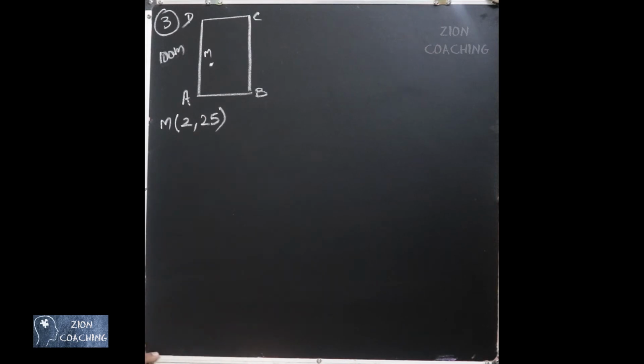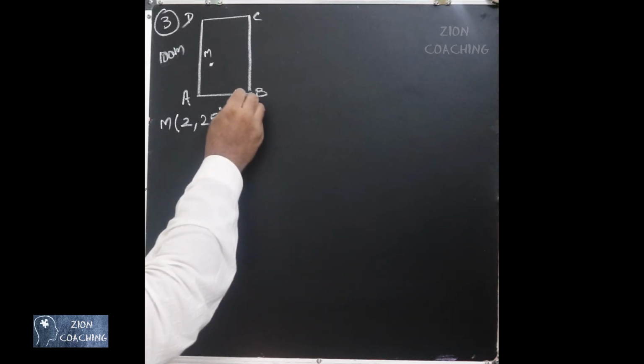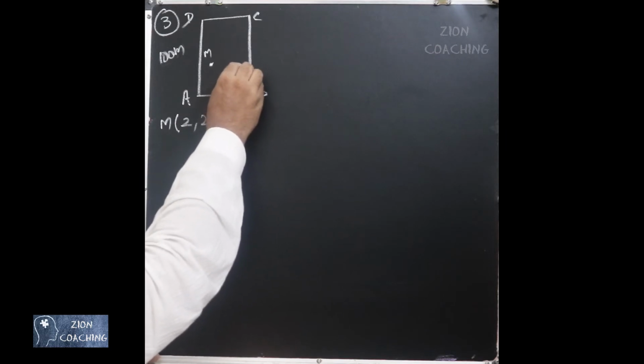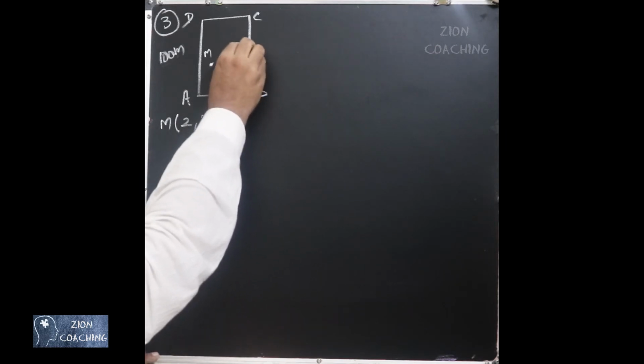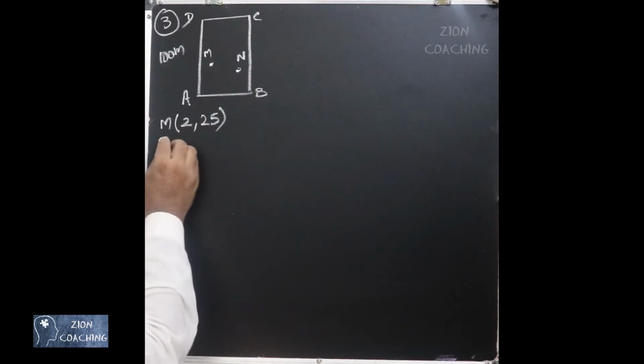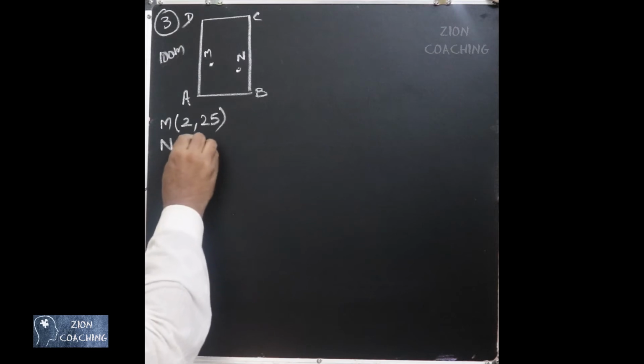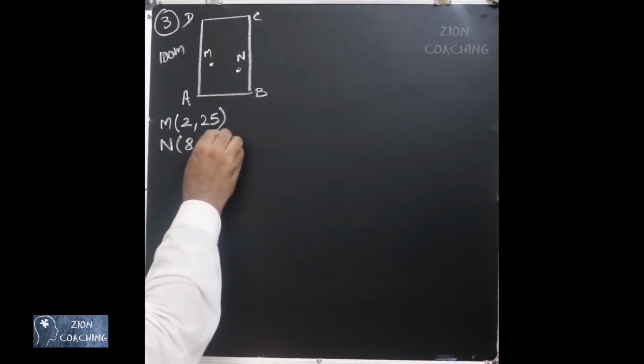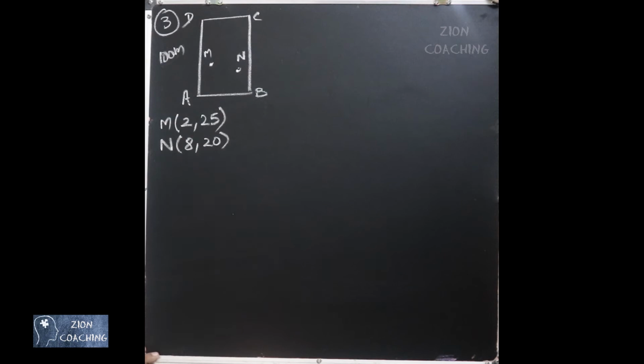Then there is another person, Preet, another student. Preet runs 1/5 of the distance on the 8th line. On the 8th line, 1/5 of the distance. 1/5 of 100 is 20 meters. So let us name that point as N. So on the 8th line, the student has run 20 meters. So it is (8, 20). Now we have plotted both the points on the ground.